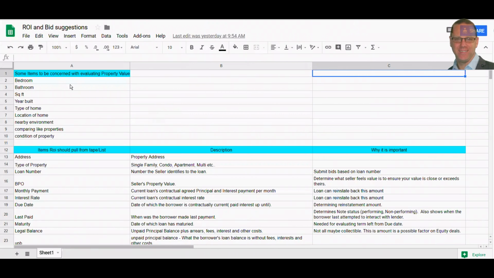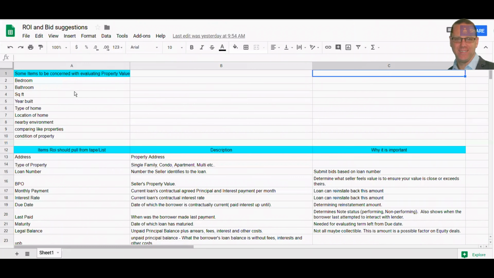You want to compare like properties, which means bedrooms, bathrooms, square footage, year built, type of home, and location, which means what type of neighborhood it's in, and where it is in relation to railroads, churches, schools, and whatnot. Nearby environment is the same kind of idea. Like properties means a bi-level and a ranch are different types of properties. And of course, condition of property.